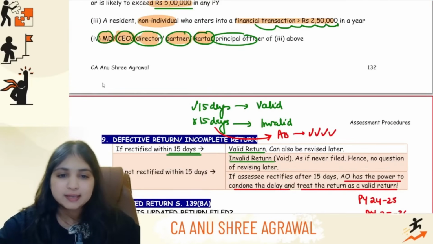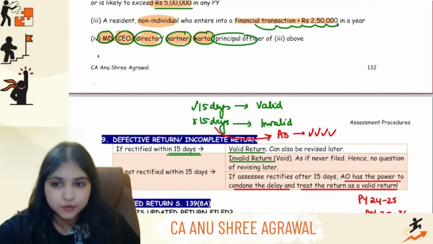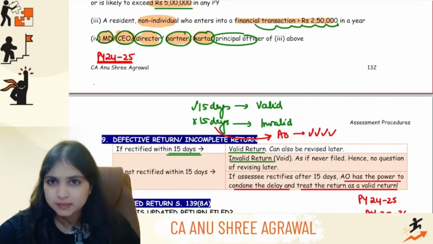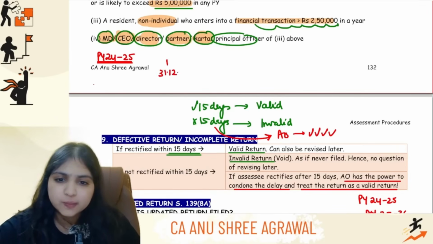See, I'll help you understand this with the help of a timeline. Let's make a timeline over here. Let's say we're talking about previous year 24-25. You want to file the return, but you did not file the return within the 139(1) date. Belated return time limit will be 31st December 2025.